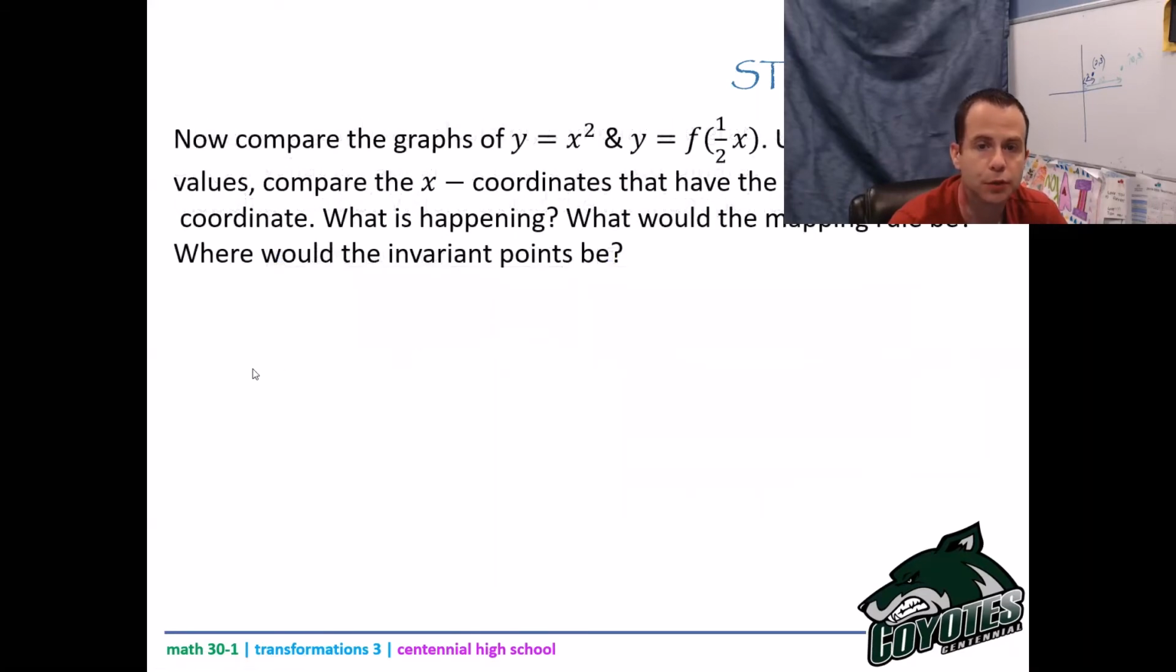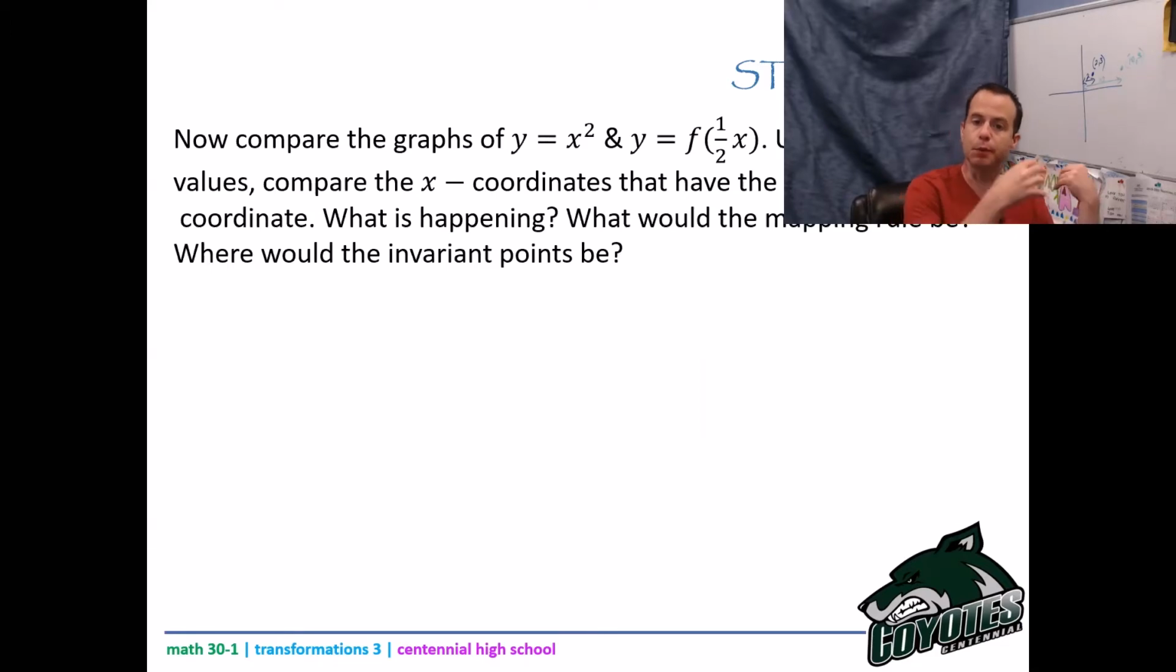Okay, all right. So now we're going to switch it up. This one's a little bit harder of a conversation for a sec. We're going to change the x now, not the y. Obviously this means we're going to be looking at a horizontal stretch instead of a vertical stretch. We're going to compare the graphs of y equals x squared with y equals f of 1/2 x. Now, that means replace x with 1/2 x.